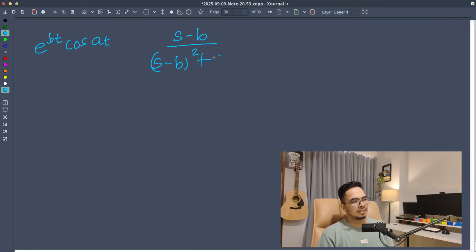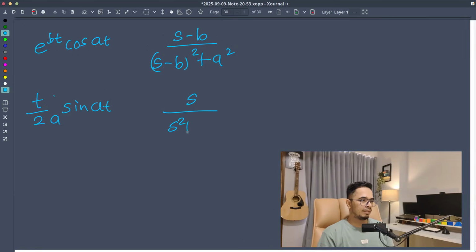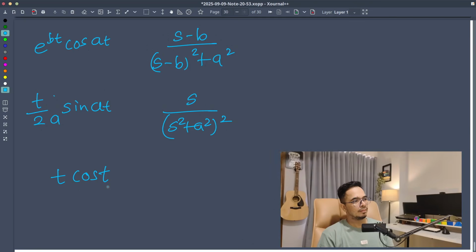If we talk about, say, t by 2a into sin at, it is going to be something like this. And if we talk about t cos at, right, t into cos at, it is going to be something like this.